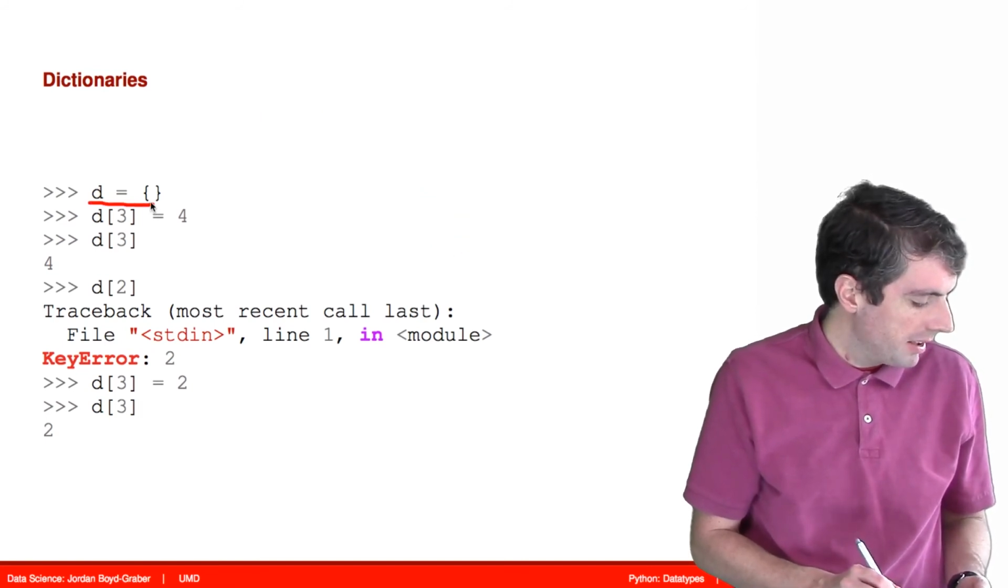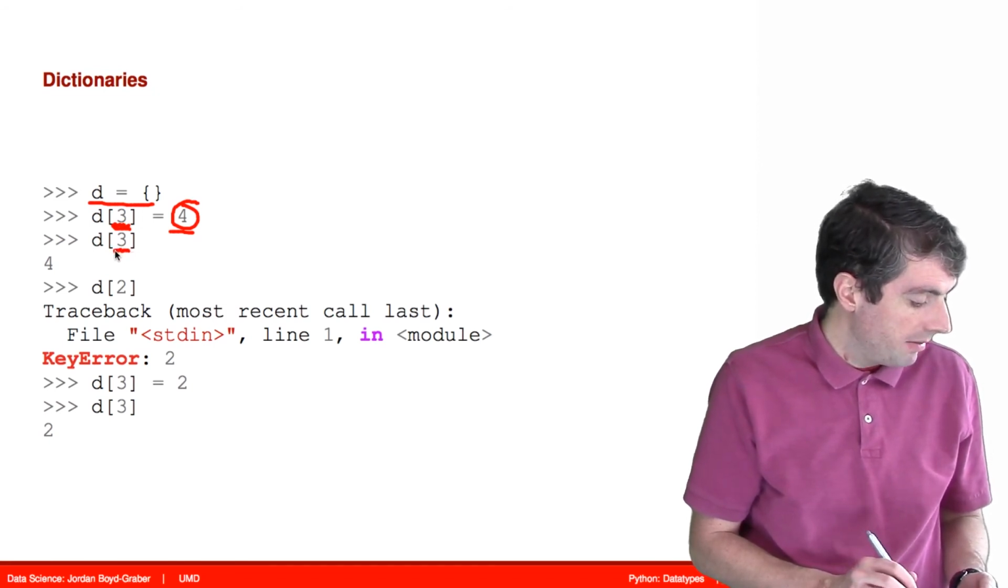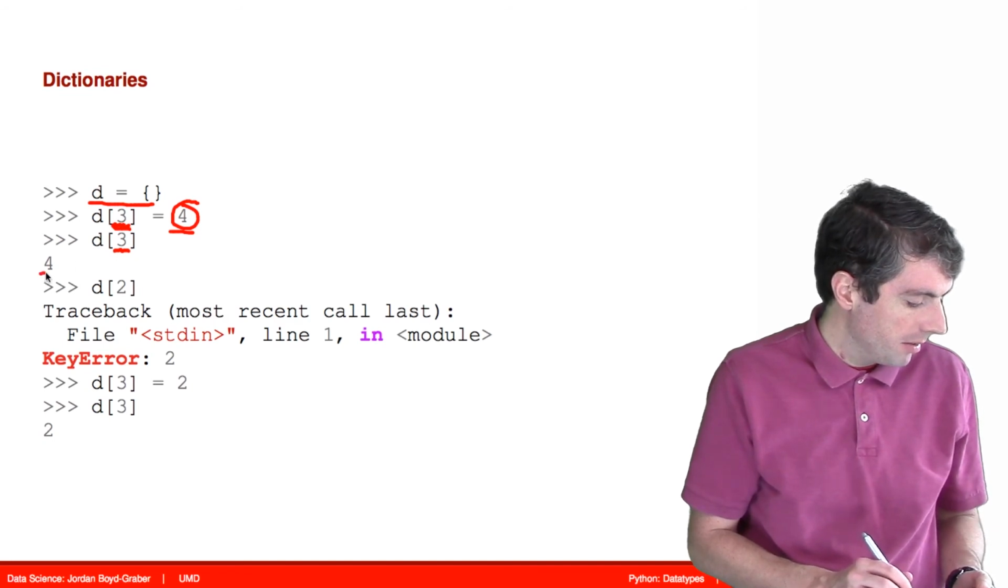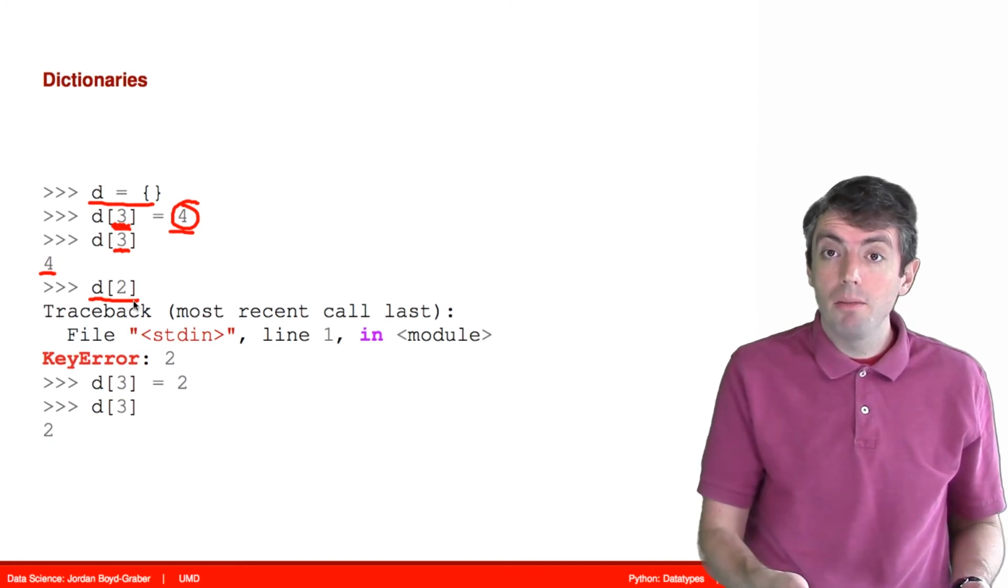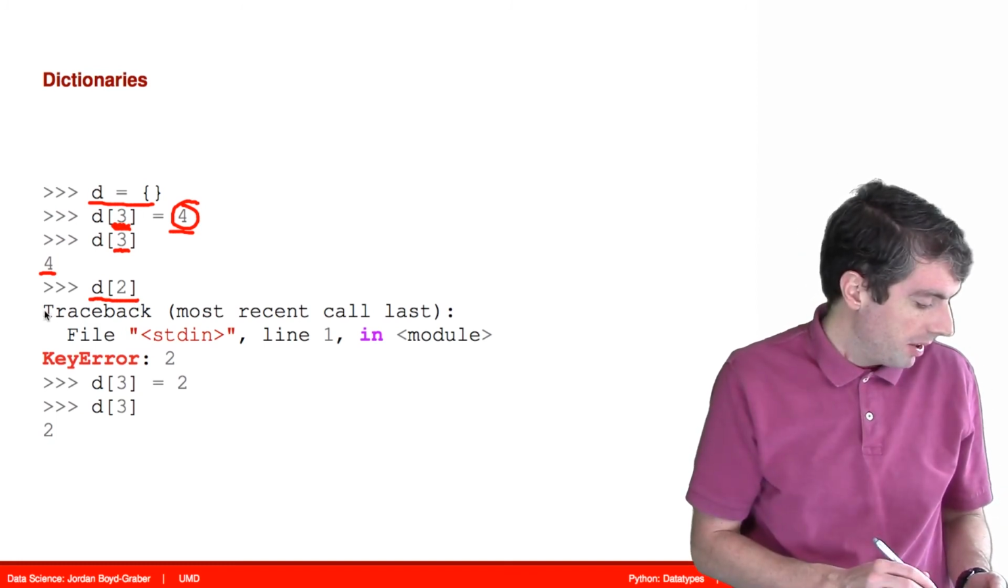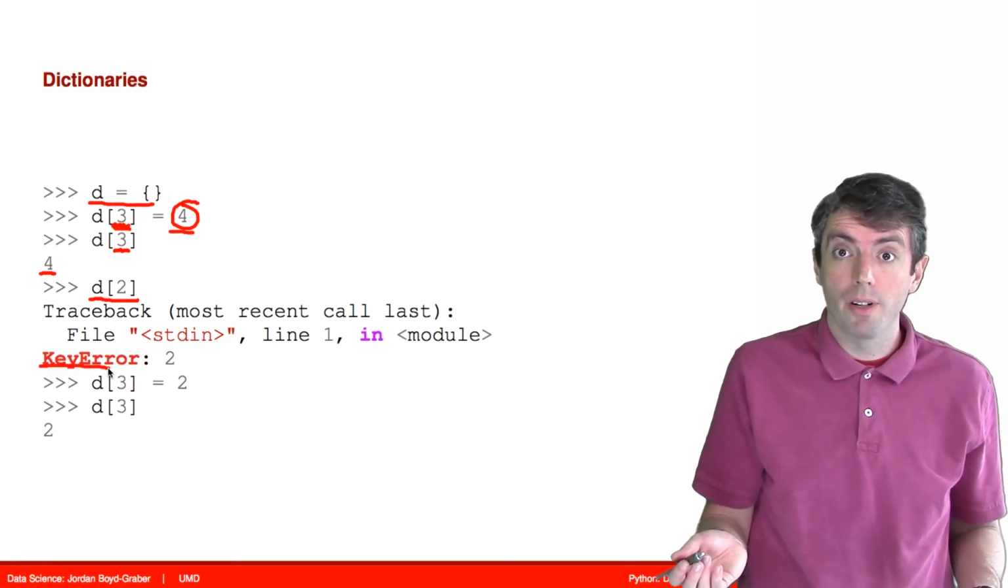Okay, so we now have an empty dictionary, and we're going to say that whenever you ask me for the key of 3, I will give you the value of 4. So we have now stored 4 inside the key address of 3. And so if you ask the dictionary to return what is at key 3, it will give you 4. If you ask it for a key that it hasn't seen before, it will give you an error. It will give you a key error saying, I don't know about this key that you're calling 2.